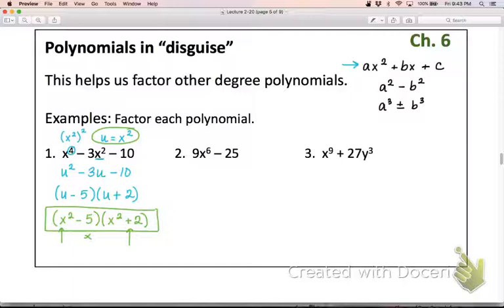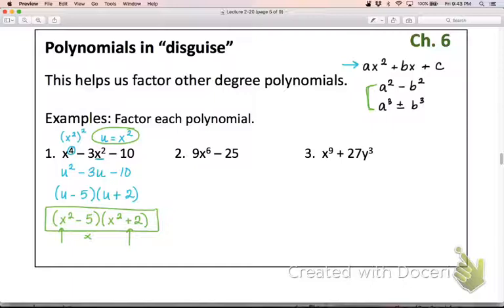Okay, so let's look at number 2, 9x to the 6th minus 25. Now, 9x to the 6th minus 25, I see that I have two terms. So that kind of tells me that I want to be looking at one of these two. And I see that I have subtraction. Well, either one of those can be subtraction, so that's still on the table. So I need to try and decide, can I write that as perfect squares or can I write that as perfect cubes? And you just got to kind of check.